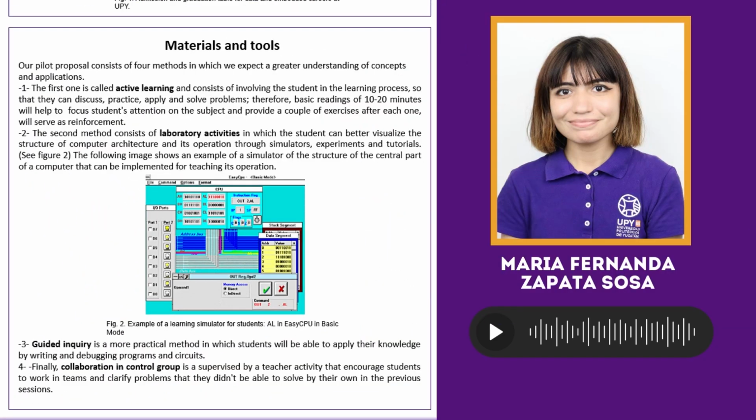And tools. This section consists of the proposed application of 4 different methods as a strategy to be implemented in the teaching of computer architecture to a course of students.